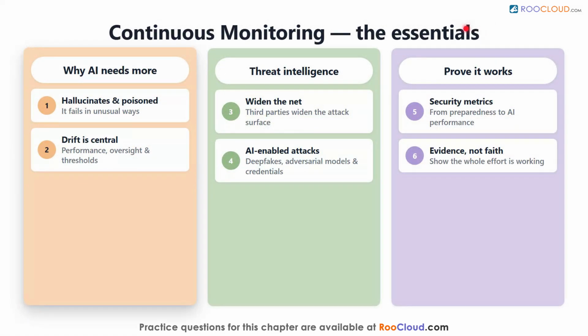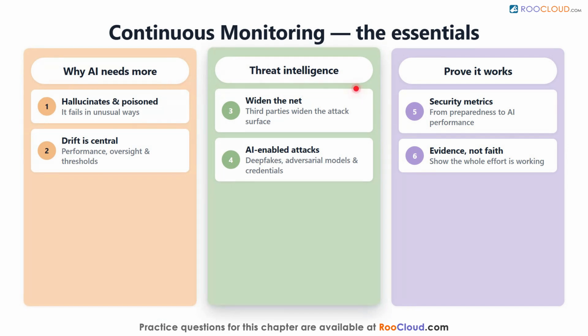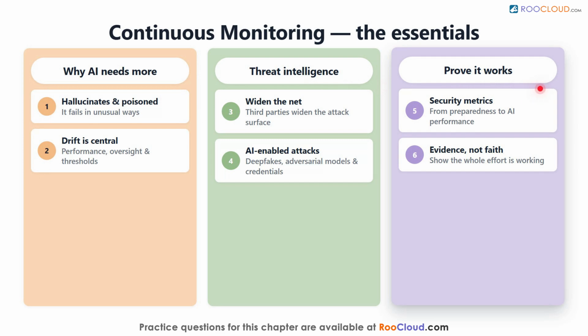Let's bring it all together. AI needs monitoring beyond ordinary security because it hallucinates and can be poisoned. Model drift is the central concern, managed through performance monitoring, human oversight, and thresholds that trigger retraining. Threat intelligence widens to cover AI-enabled attacks like deepfakes, adversarial models, and credential stuffing. And security metrics, from preparedness to AI solution performance, prove the whole effort is working.